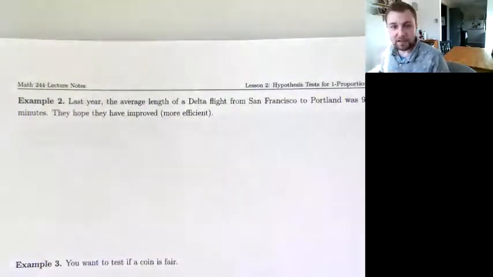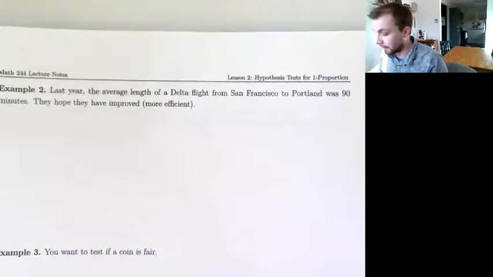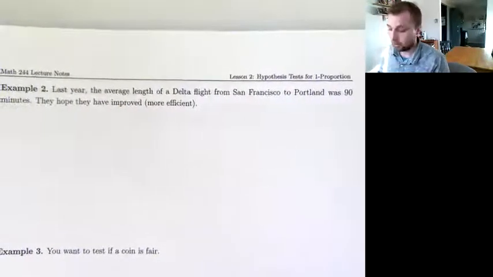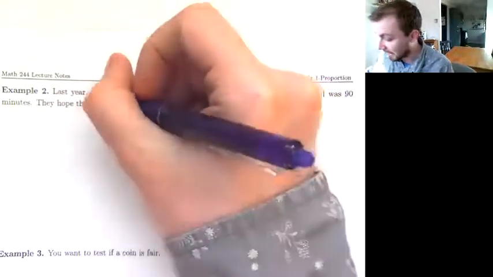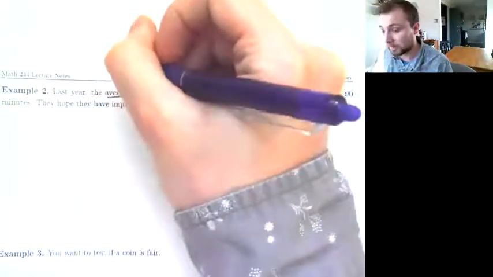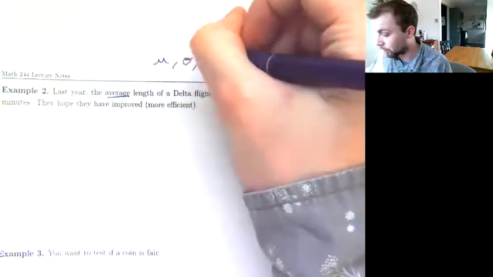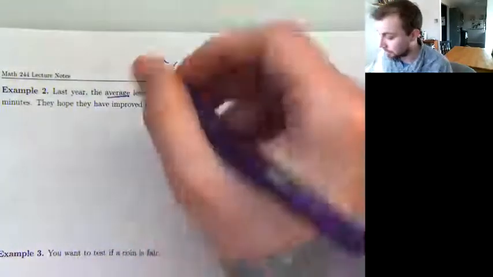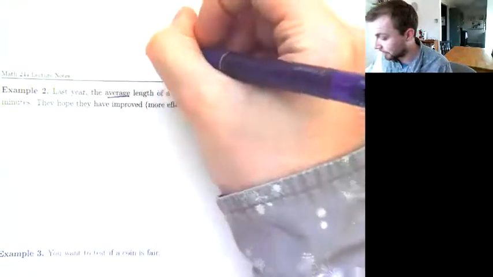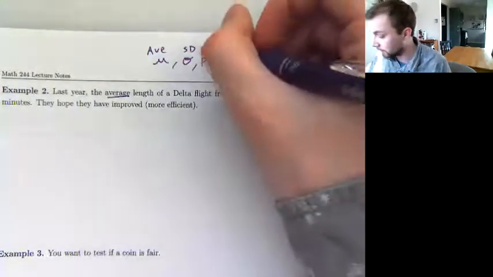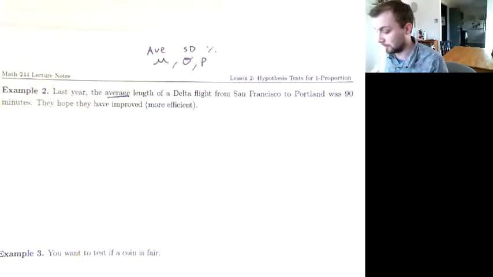Last year, the average length of a flight from San Francisco to Portland was 90 minutes. Okay, I see a couple of things. I see average. I'm remembering that I always have to use one of 3 parameters: mu, sigma, or p. I'm using mu when the problem is about average, sigma when it's about standard deviation or how something varies, and p when it's about a percent.